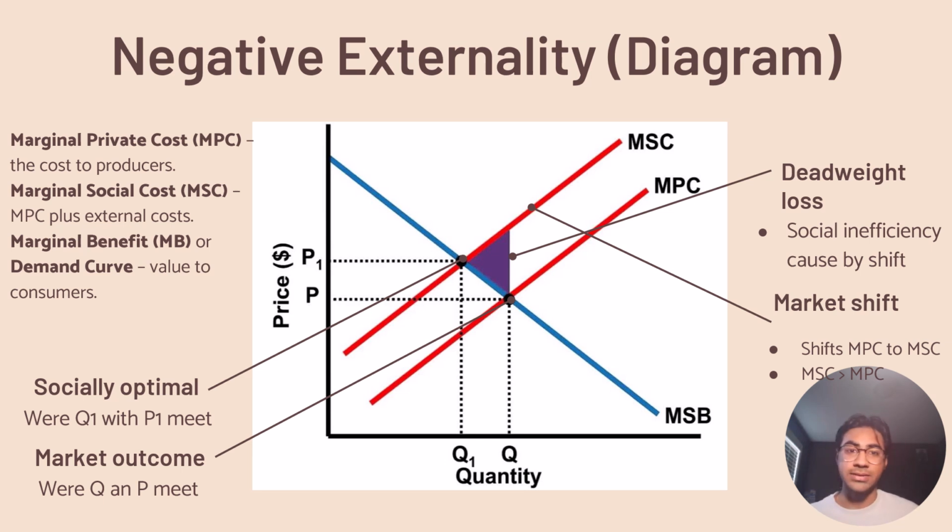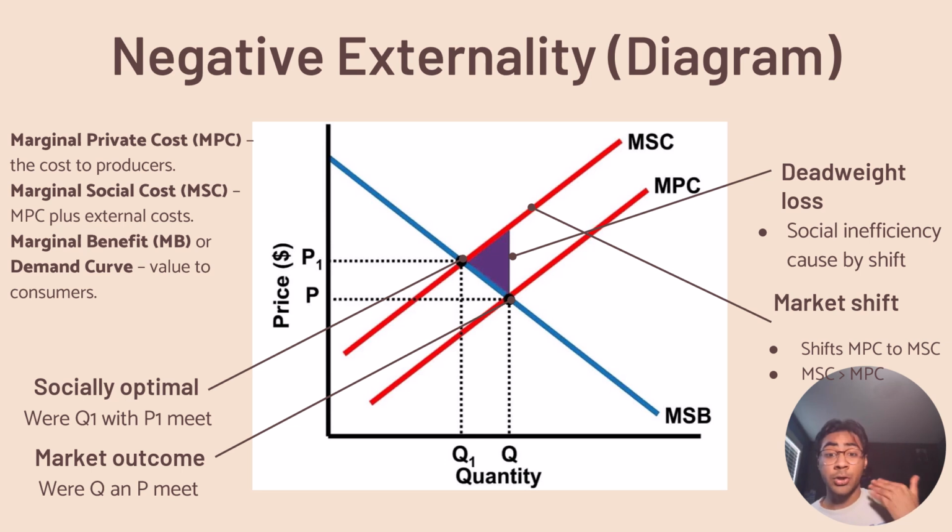Next, we have our prices. First, P is your market price. This is the price at an unregulated equilibrium, where your marginal private cost equals your marginal social benefit. And then we have P1, our socially optimal price, the higher price that includes the true cost of production, including externalities. Now, what happens when they meet?